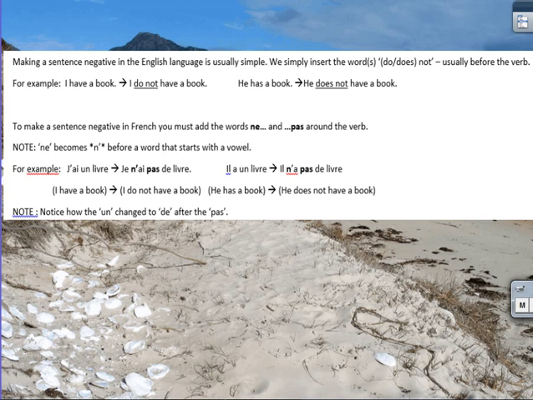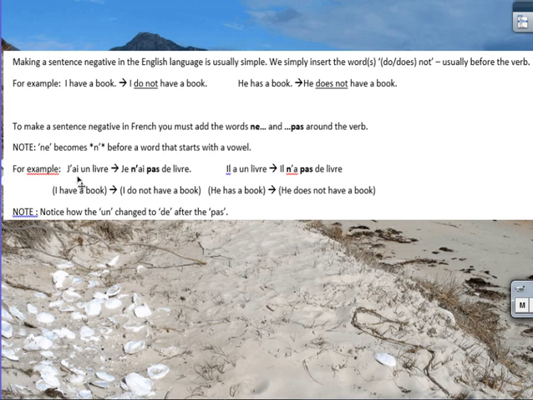in your sentence. So for example, if you have somebody writing a sentence of I have a book, and by the way, don't miss this note right here, the idea that ne can become an apostrophe before a word that starts with a vowel. We talked about it in the il n'y a pas de video as well. But if you have somebody saying j'ai un livre, I have a book, and you wanted to make that negative, you would have to put your ne and pas in the sentence, and you'd have to make sure you put it in the right place, which is around the verb.